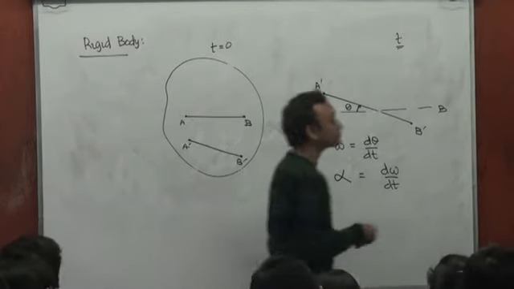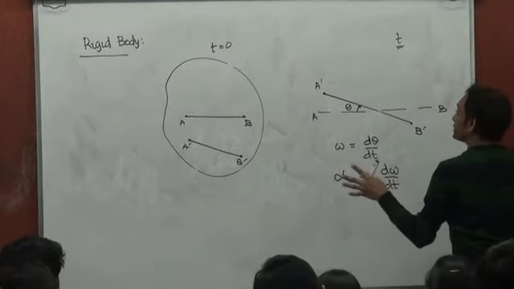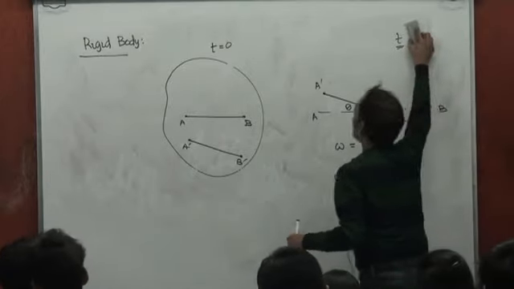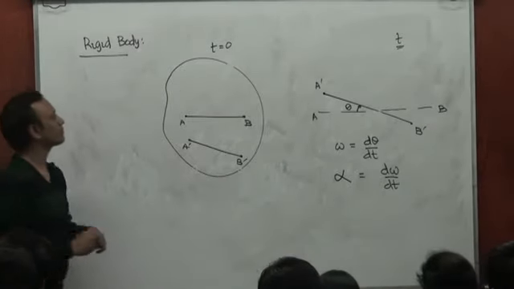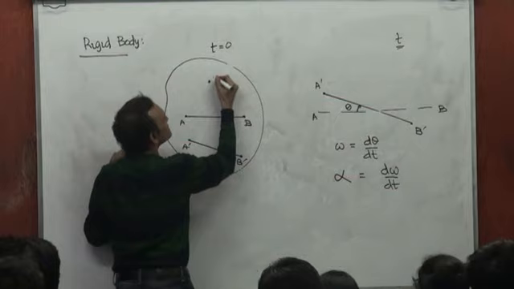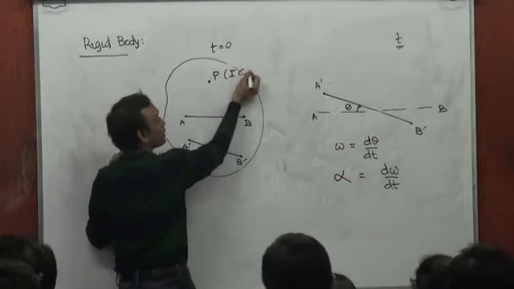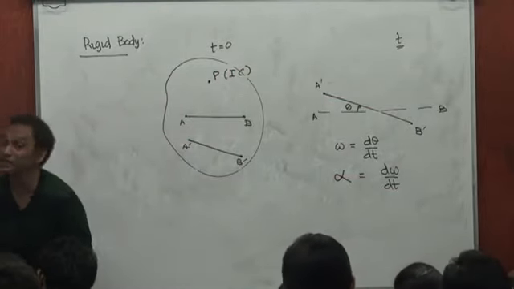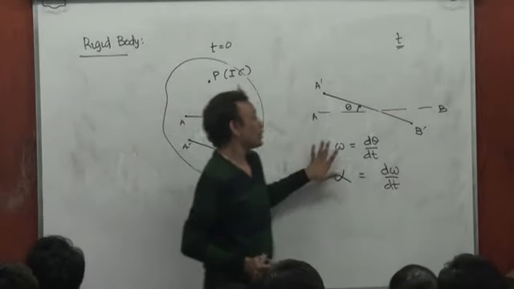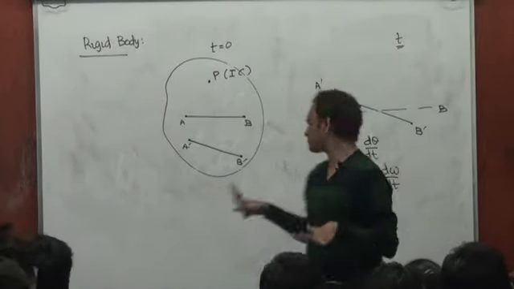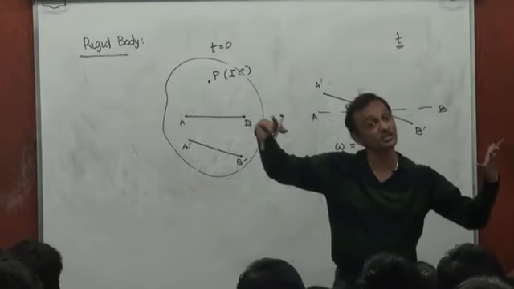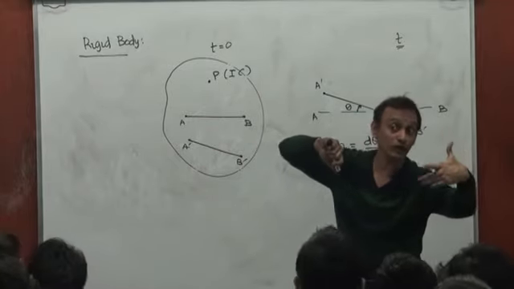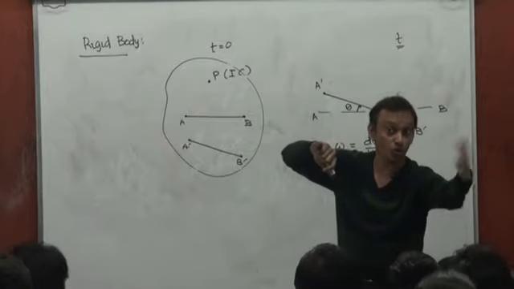Now, also telling you that if P is the instantaneous center of this rigid body, right? One way of calculating omega is going this way, right? You take any line and the rate at which this theta changes with time. The other way of calculating omega for the rigid body is the following.